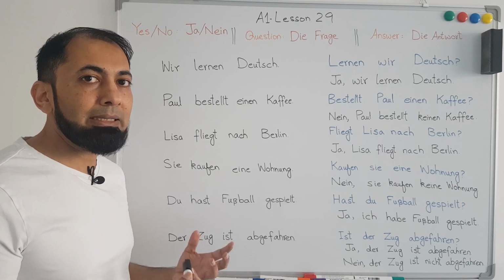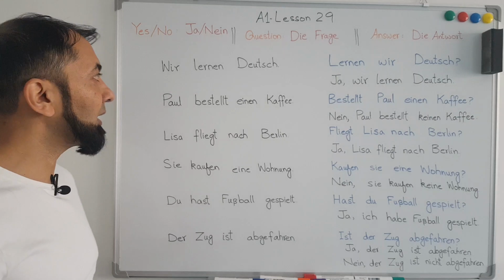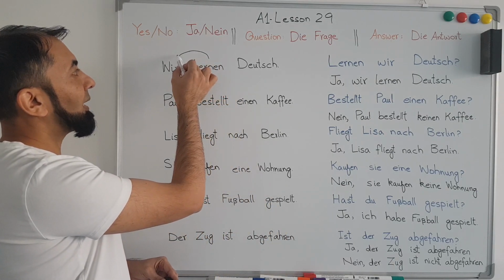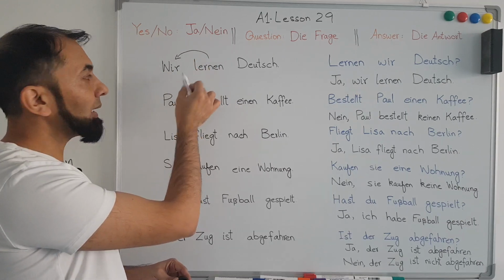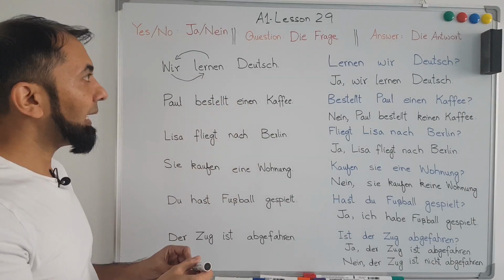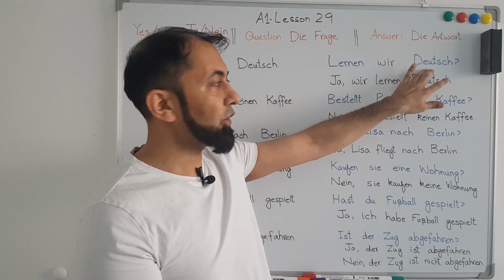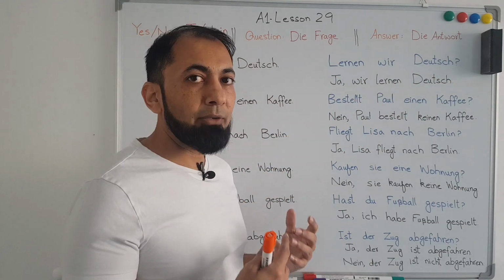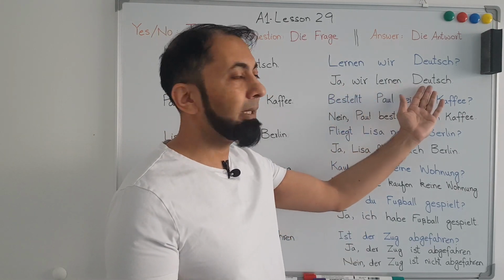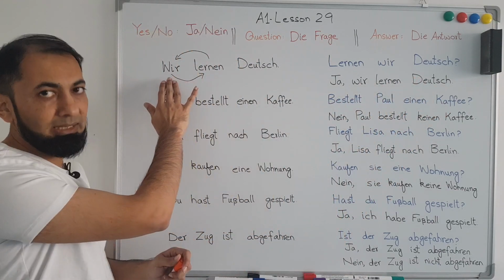Now if you want to ask whether we learn German, do we learn German, then what you have to do is simply place the verb at the first position and place the subject at the second position. And this is what we have done here. Lernen wir Deutsch? Do we learn German? And if you really learn German, how can you answer it? Ja, wir lernen Deutsch.